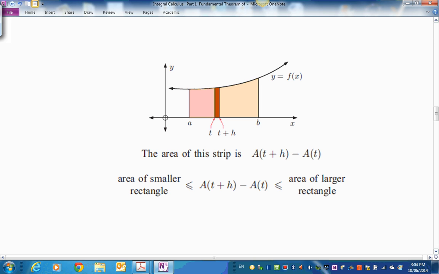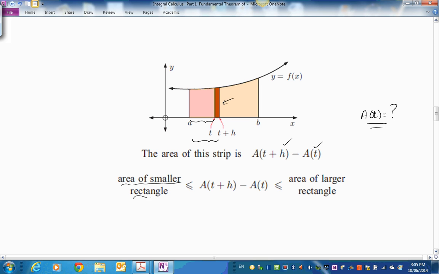So this is what we're going to try and do. Let's look at the area of this strip here, and this would be A of t plus h, which is the area in our newly defined A function, area from a to t plus h, minus the area from a to t, and that would give us a strip, wouldn't it? Okay, we're still looking at trying to say, as a function, what is A of x? Can we find an actual function that will give us the area under the curve? Let's do the same thing again.